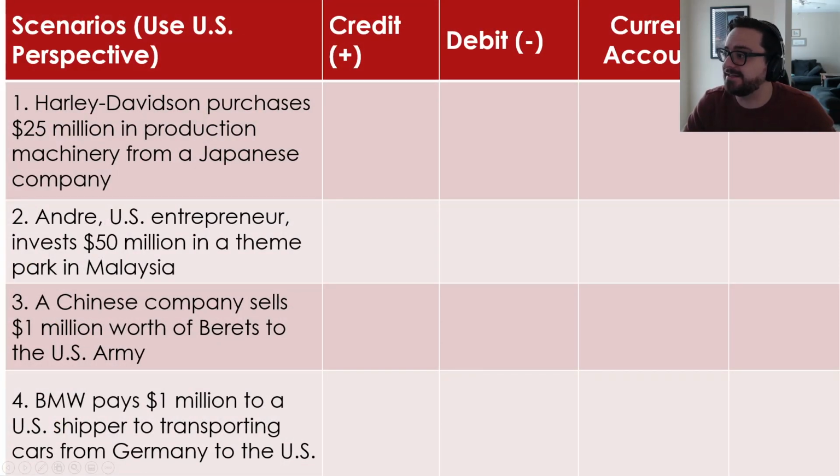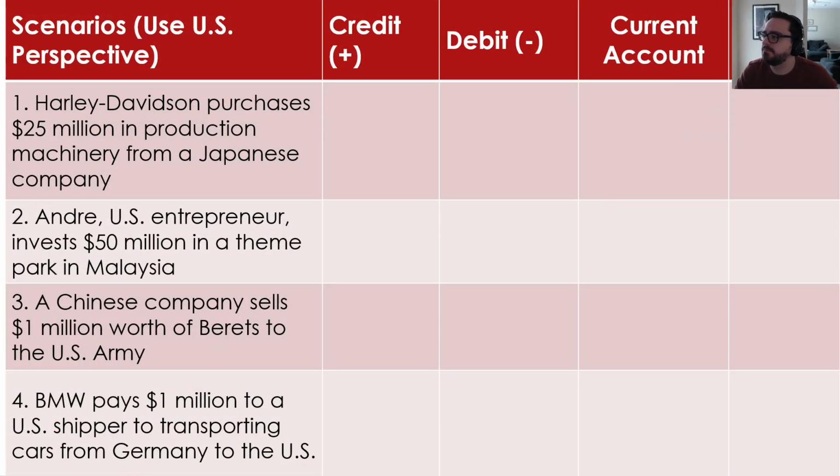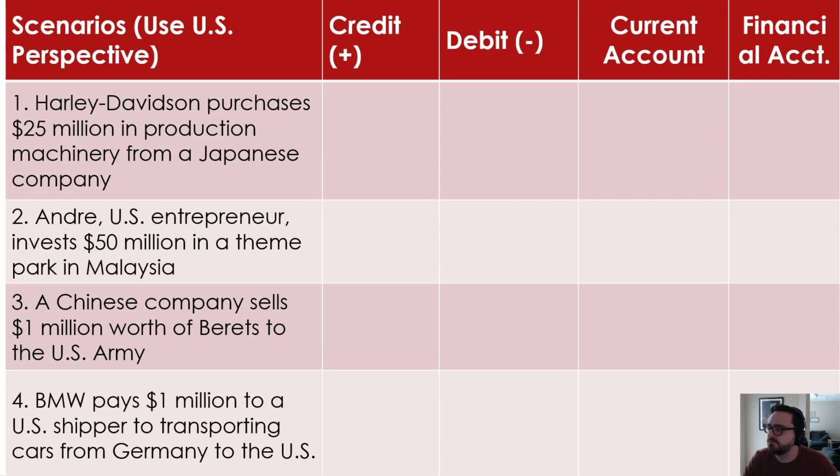Cool. Some practice. Let me make my head really small. I'll put it down here. So, quick practice. I've got 8 total scenarios, and then so I'll show you these 4 and then the next 4. I want you to pause the video and go through each of these scenarios and use the American perspective for this. So we are America, and then this is happening. Tell me if it's a credit or a debit, and then if it would be listed in the current or financial account.